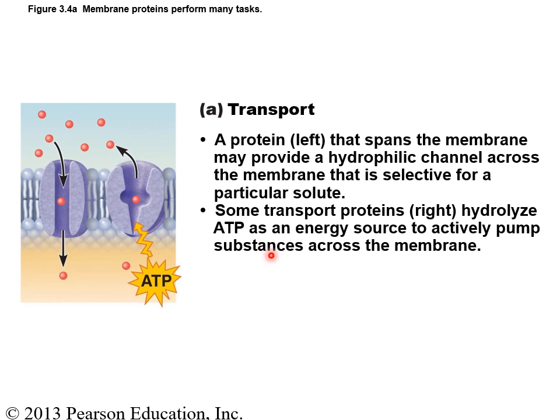Now, some transport proteins use ATP as an energy source. ATP, remember, is like the gasoline for the cells, and they can actively pump the substances across the membrane. So sometimes it's just passive diffusion, and sometimes it requires a little bit of energy.